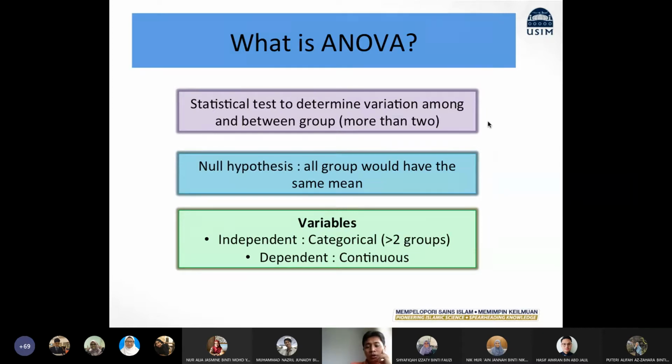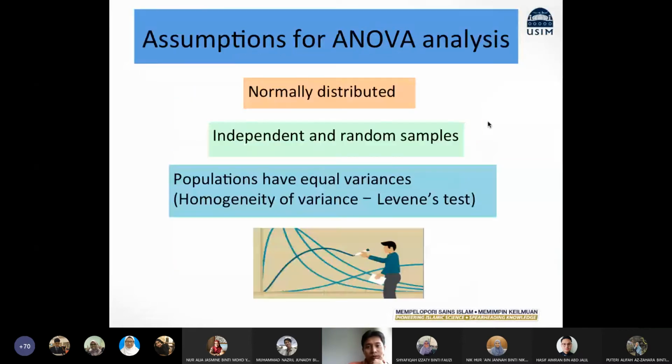So ANOVA, the independent variable is categorical, usually more than two. Not usually lah. You need to have more than two groups, and the dependent is continuous and normally distributed. But okay, this is the assumption for ANOVA.